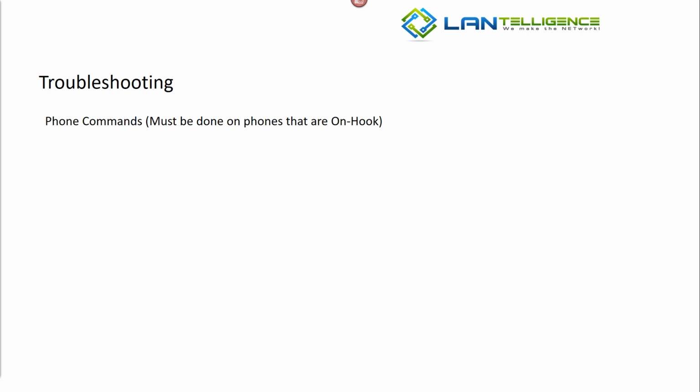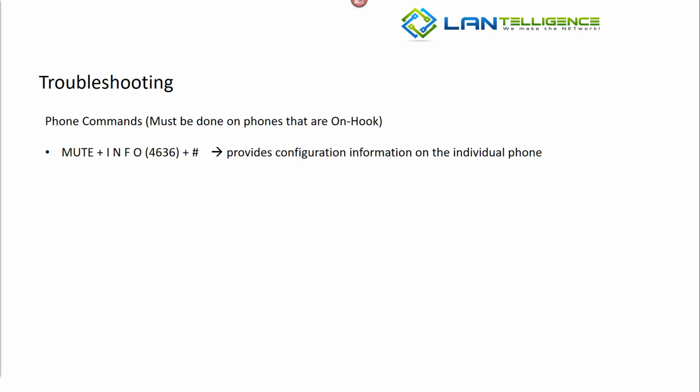Now, some of the things that we usually point out that maybe some customers or clients don't know, but what we like to share is some of the phone commands that you can use on your system on the phone. Especially if you're troubleshooting somebody remotely in another location, you can't walk up to their phone and you want to get them to do some stuff and read some information back to you. Number one is mute info. So that's mute 4636 plus the pound key.